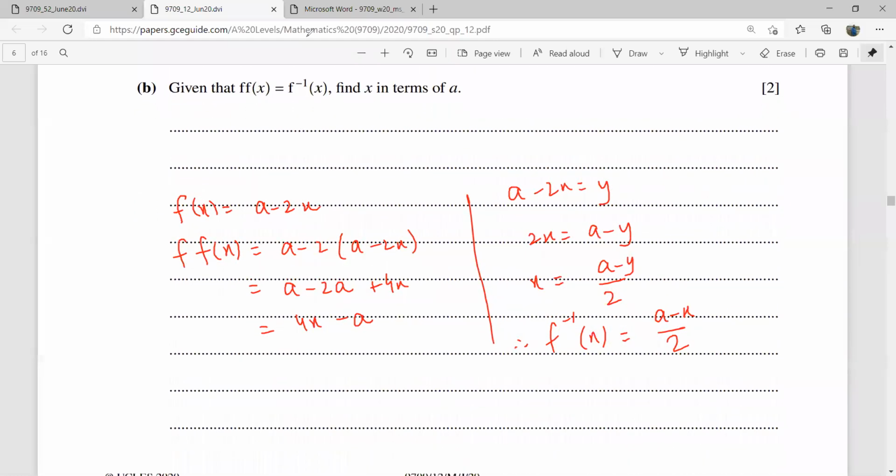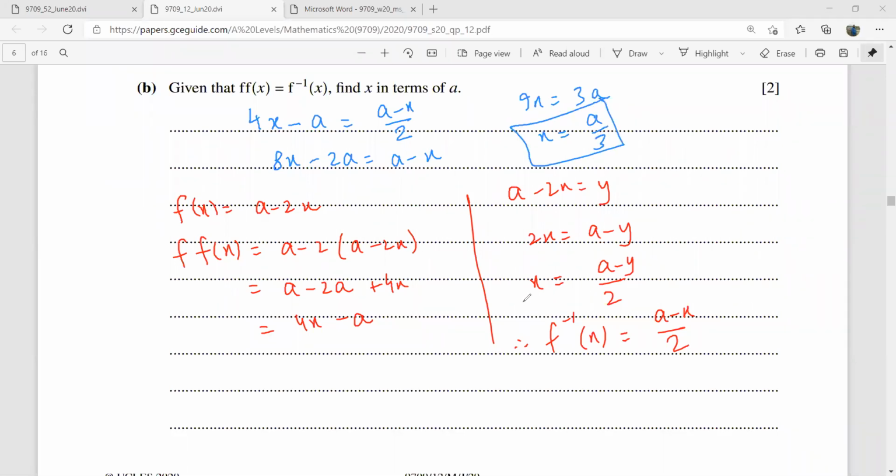Given that f of x is equal to f inverse of x, so we have to find x in terms of a. So you need to equate these two expressions here. Again, a straightforward question, guys. So this paper is really going easy so far. That is a minus x over 2. So this is 8x minus 2a, that is equal to a minus x. So this will be 9x equal to 3a. So your x is going to be a by 3. So that is your x in terms of a.